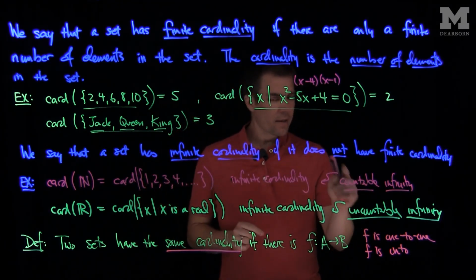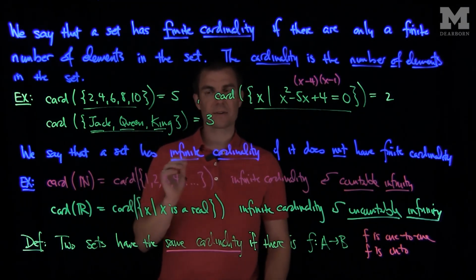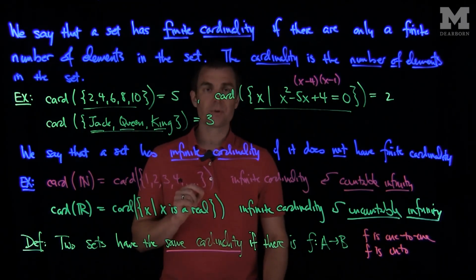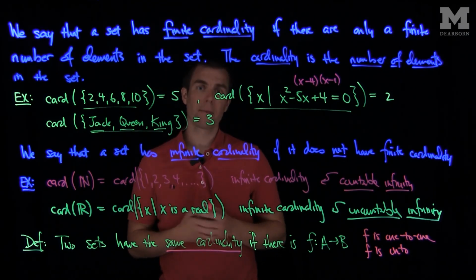It can be shown that the counting numbers, the natural numbers, 1, 2, 3, 4, 5, etc., cannot be mapped in a 1-to-1 onto fashion onto the set of real numbers, and that shows that those are sets of different cardinalities. Thank you very much.